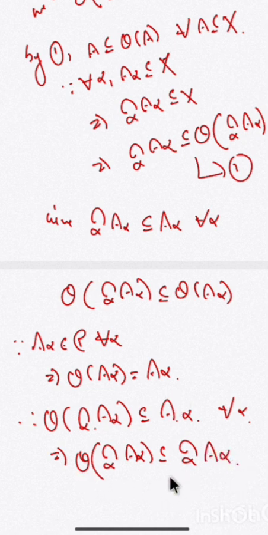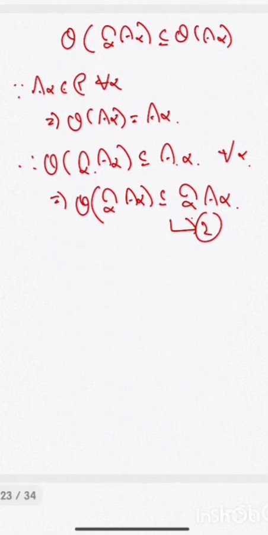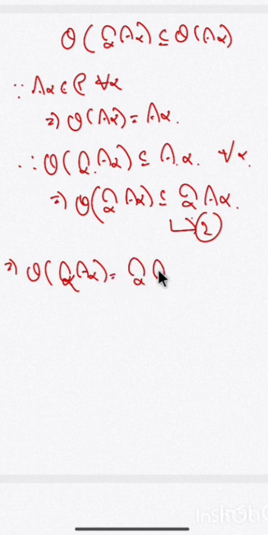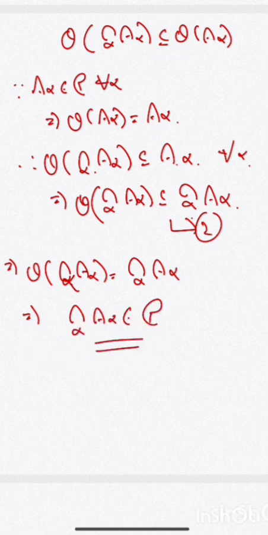Suppose this is equation number 2. Then by 1 and 2 we can say that theta of the intersection of A alpha will be equal to the intersection of A alpha. When the intersection of A alpha satisfies this condition, this set belongs to our collection. So, C is closed under arbitrary intersection is true. Now, to verify that C is closed under finite union.